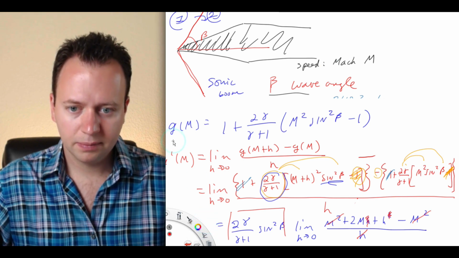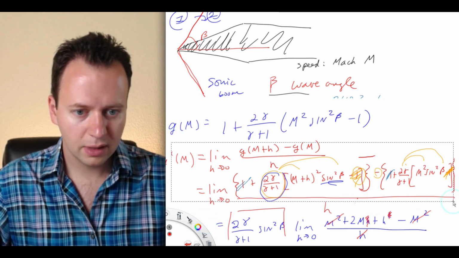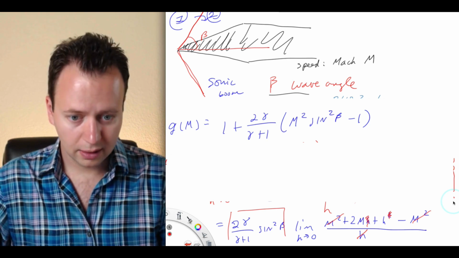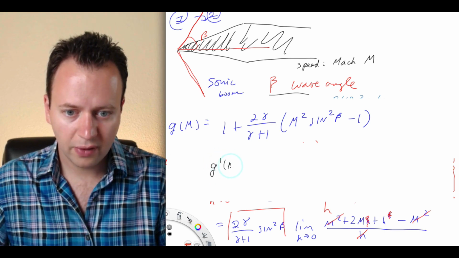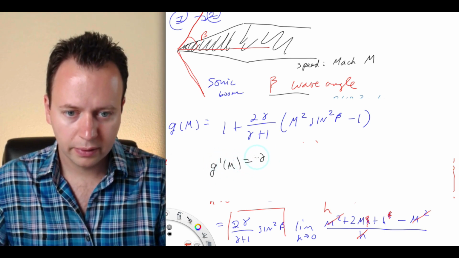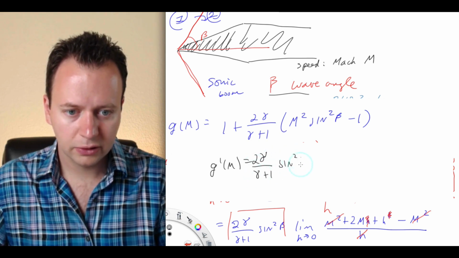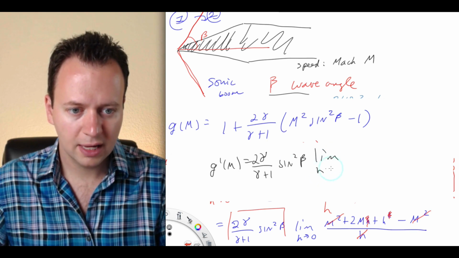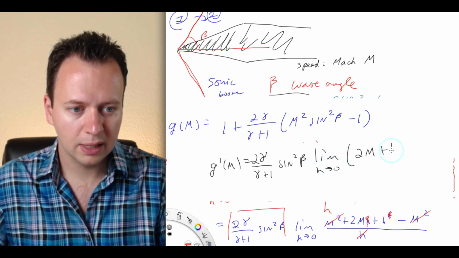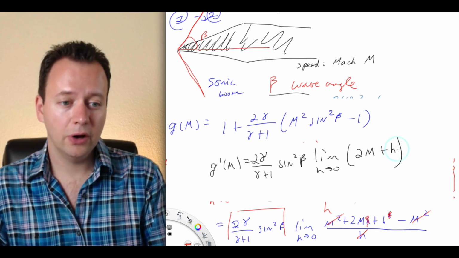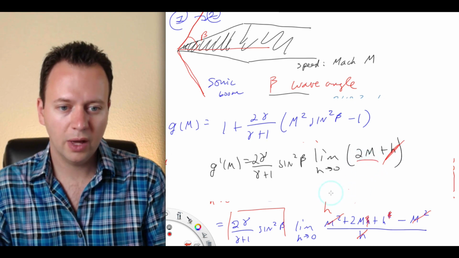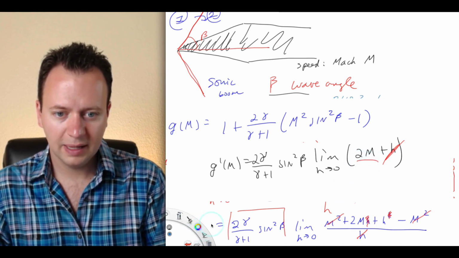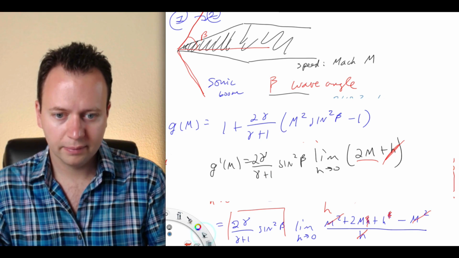Let's just make some space up here. So I think we're done with this. So basically what we've shown was that g prime of m is equal to 2 gamma over gamma plus 1 sine squared beta times the limit as h goes to 0 of 2m plus h. Now, as h goes to 0, this is simple. h just goes to 0. 2m is a constant. So this whole limit, we get the following.